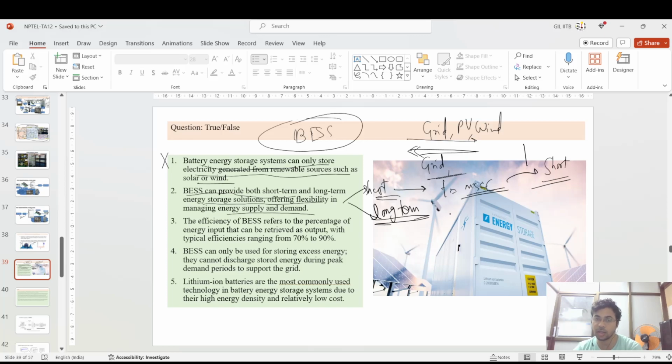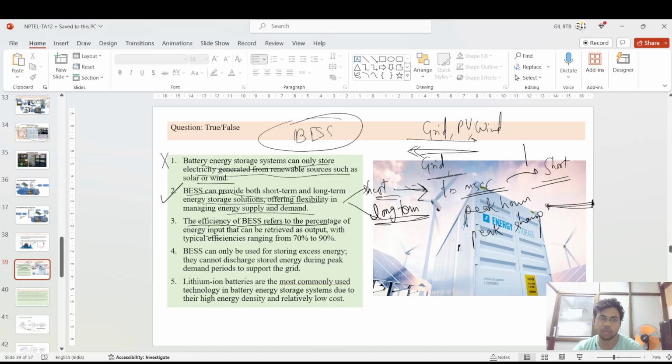But the long-term solution is when the grid is not there, or in a grid-connected system where you want peak hour reduction, peak saving. In that situation, you can use the battery energy system for peak hours and peak saving. This is a long-term solution, meaning you are utilizing it for multiple hours. The short-term energy storage solution is for transient support to the grid, for a millisecond or microsecond. Long term is for hours. So this is true.